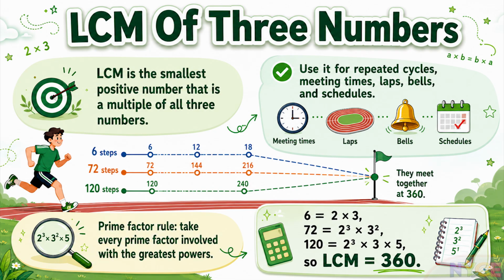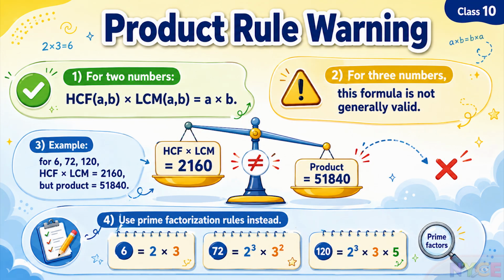And finally, you learned an important warning. The HCF times LCM equals product rule works for two numbers, but it does not generally work for three numbers. So remember, HCF is common to all, LCM covers them all, and the product shortcut belongs to two numbers only.